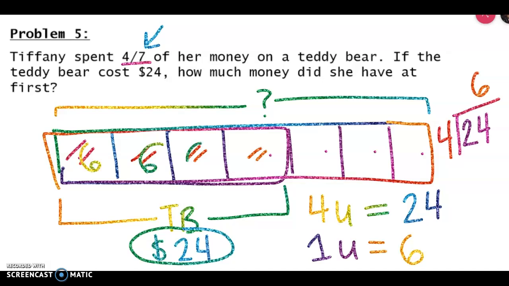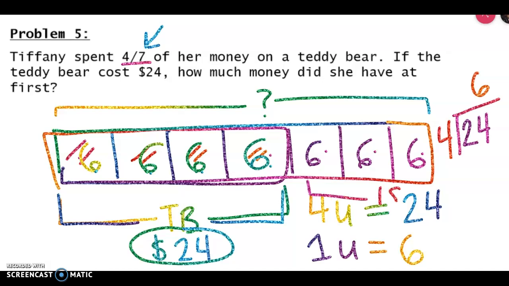We can check that by saying, does 6, 12, 18, 24, is that true? Did we say 24? Yes, it was. We're going to continue evenly placing the $6 in each of the missing units. And we have a total of 24 for the teddy bear, 18 for the money she had left over. If you add that up, you see that she started with $42.